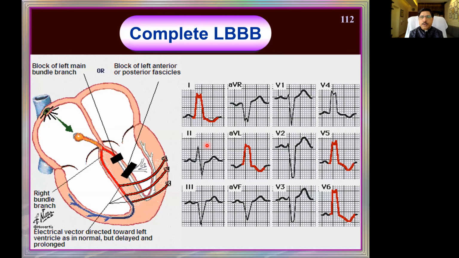That is also important. There is very little R wave here. By V3, the R wave and S wave should be equal; almost an R wave should have developed. This poor R wave progression is also suggestive of a left bundle branch block.